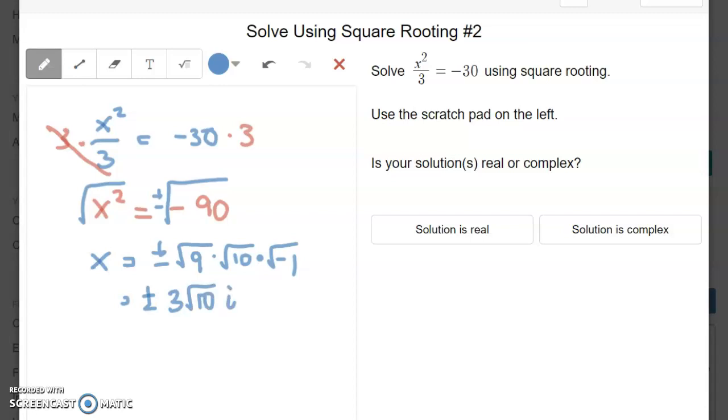Do not put the i inside the square root sign, please. Okay, you can put the i in between 3 and square root of 10, or you can put it at the end. Either will be fine. So that means x is equal to positive version, which is 3 root 10 i, or x is equal to negative 3 root 10 i. And so because the solutions involve i, the imaginary number, the solutions are complex.